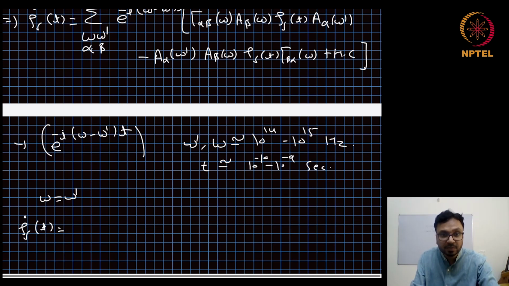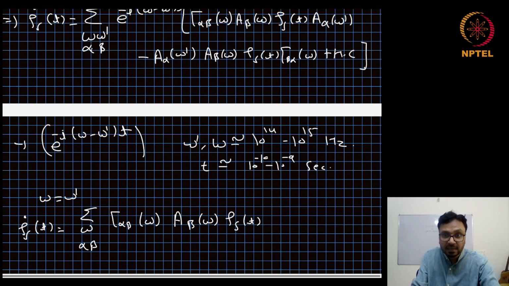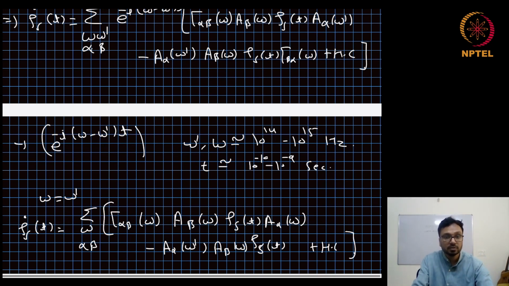t becomes sum over omega, alpha, beta, because we are using omega equals omega prime, and the first term is discarded. Gamma alpha beta of omega, A beta of omega rho s of t A alpha dagger of omega minus A alpha dagger of omega A beta of omega rho s of t, plus the conjugate. So wherever we had omega and omega prime, we are replacing omega prime with omega.